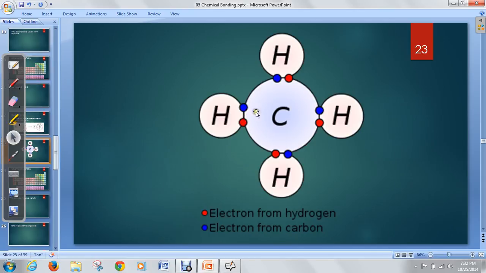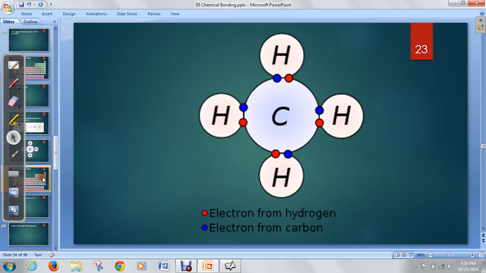Each one of these hydrogens has the 2 electrons it needs, and carbon now has the 1, 2, 3, 4, 5, 6, 7, 8 valence electrons that it needs. So now everyone has their full shell and everyone's happy. So this is why covalent bonds form. Again, the goal is always to get these full shells to make the compound stable.